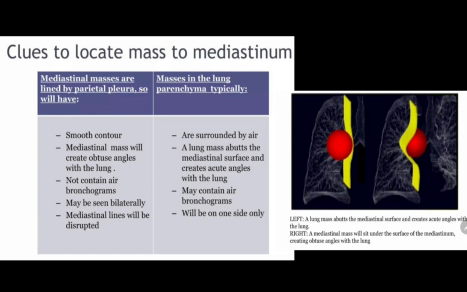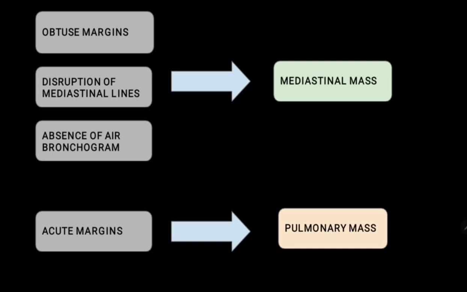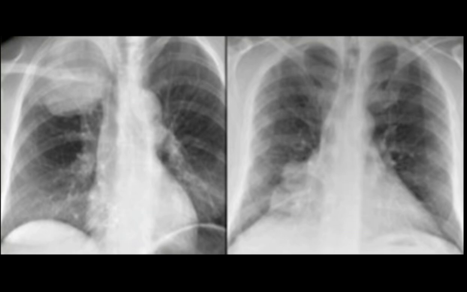So here we can see in the first image, this is a lesion, and it creates an acute angle with the lung parenchyma. Whereas the second image is producing an obtuse angle with the lung. So obtuse margins with the lung, disruption of mediastinal lines and absence of air bronchogram show that it's a mediastinal mass, and acute margins will show that it's a pulmonary mass.